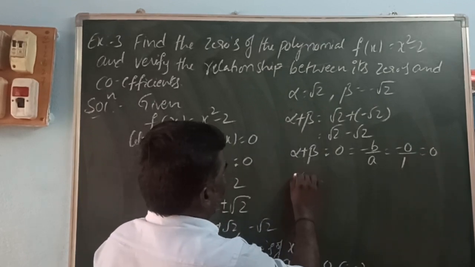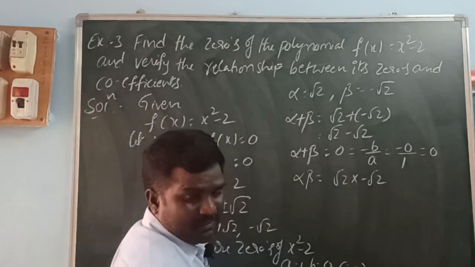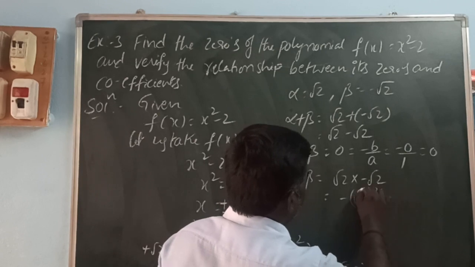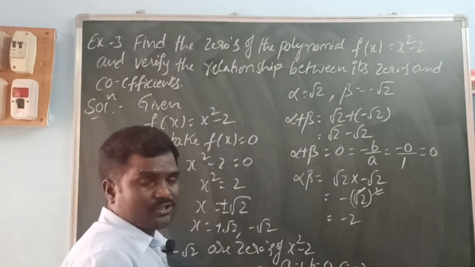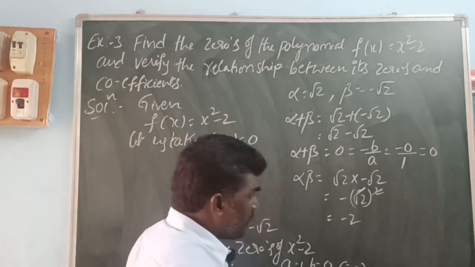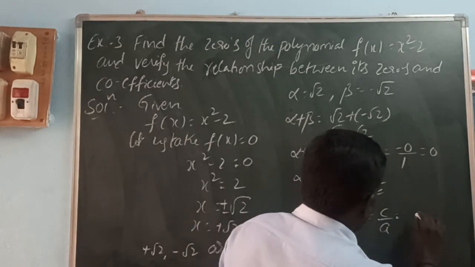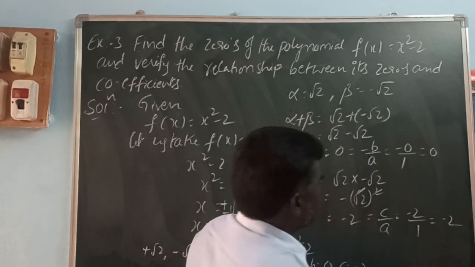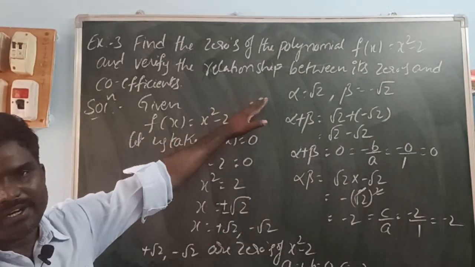Next, alpha into beta is root 2 into minus root 2, plus into minus is minus, root 2 into root 2, the square and square root cancel, that is minus 2. So the product of zeros, when compared with coefficients, is c by a. C means constant, a is the coefficient of x square. So c by a is minus 2 by 1, that is minus 2. So this is the relation between zeros and coefficients of a given quadratic polynomial.